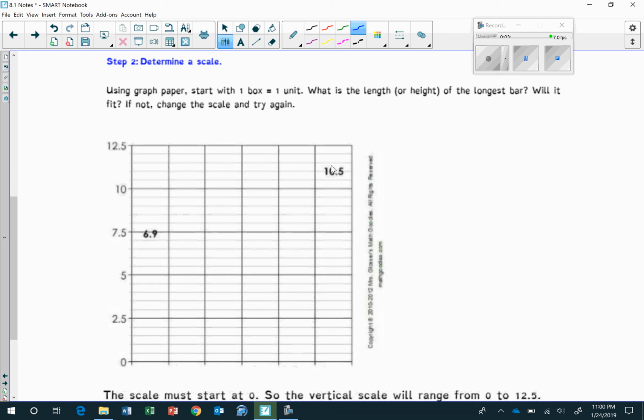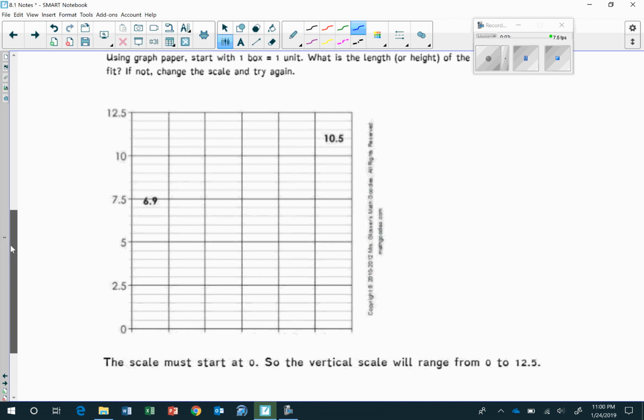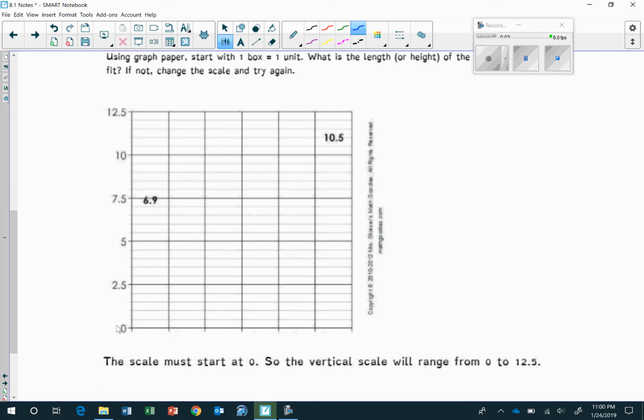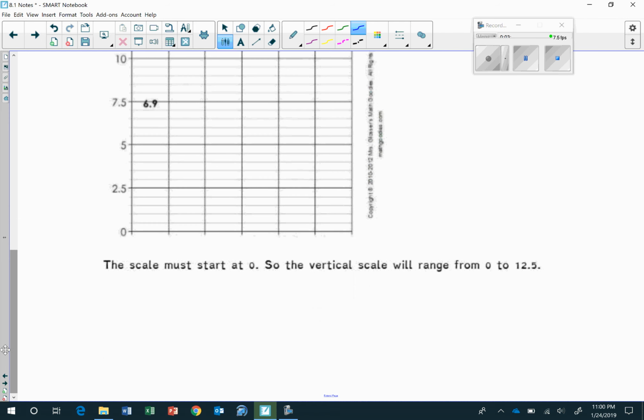On step 2 here, we have 10.5, our highest value, and then we also have 6.9 labeled on there as well. It says the scale must start at 0, so you can see in this bottom corner we have 0 there. The vertical scale for us is going to range from 0 to 12.5. It does not have to be this way, you just need to make sure you have enough room to fit your highest value.